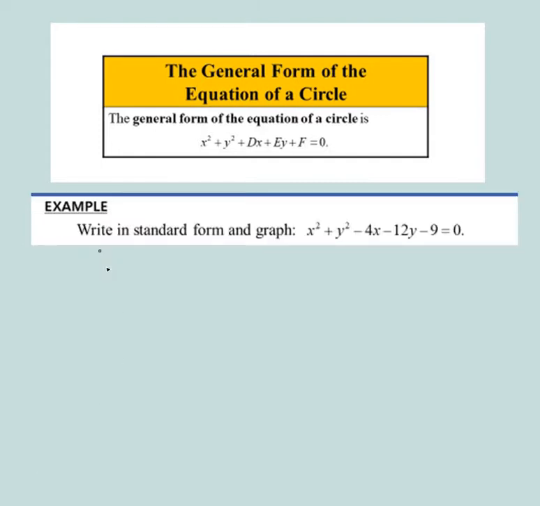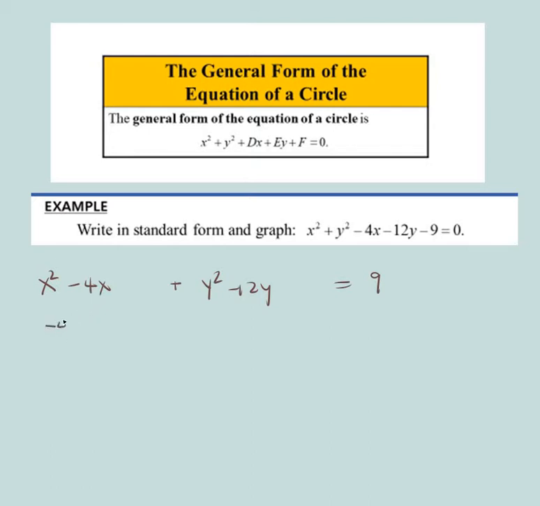Okay, here we have the example. Write in standard form and graph this equation: x squared plus y squared minus 4x minus 12y minus 9 equals 0. So the first thing we're going to do is regroup x squared with the x: x squared minus 4x, and leave some space, then plus y squared minus 12y. Whatever's not an x or y we send to the other side. Since we have negative 9, when it crosses the equal sign we change the sign, so it's going to be positive 9. And here's where we start the process of completing the square.